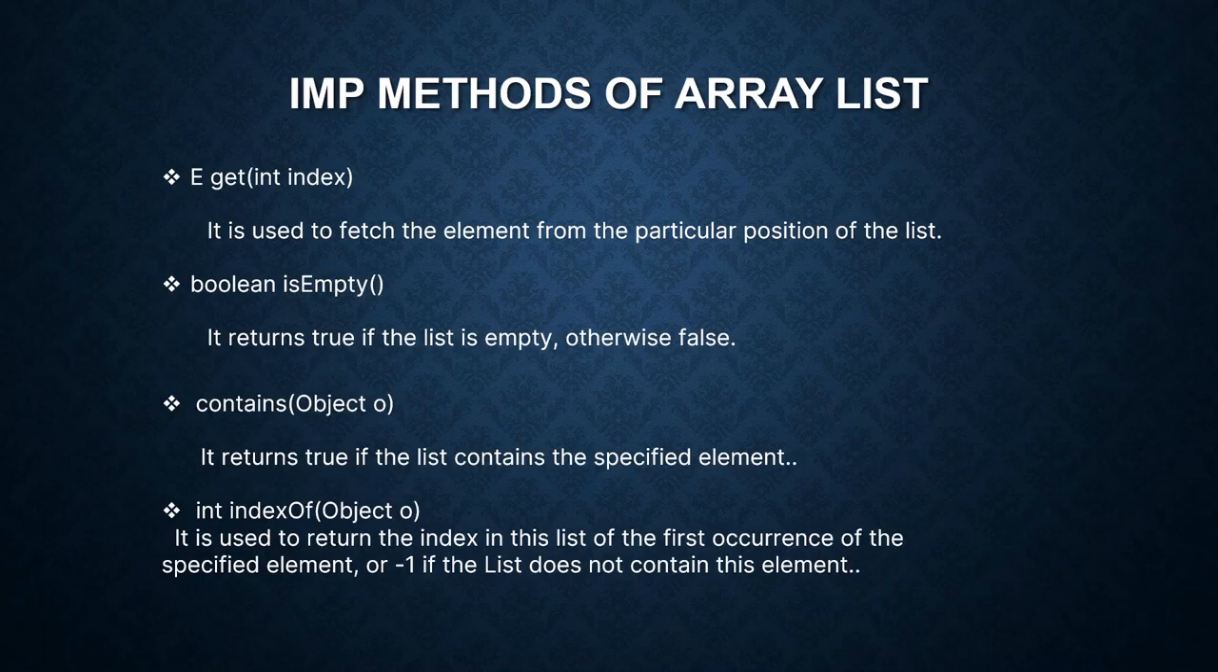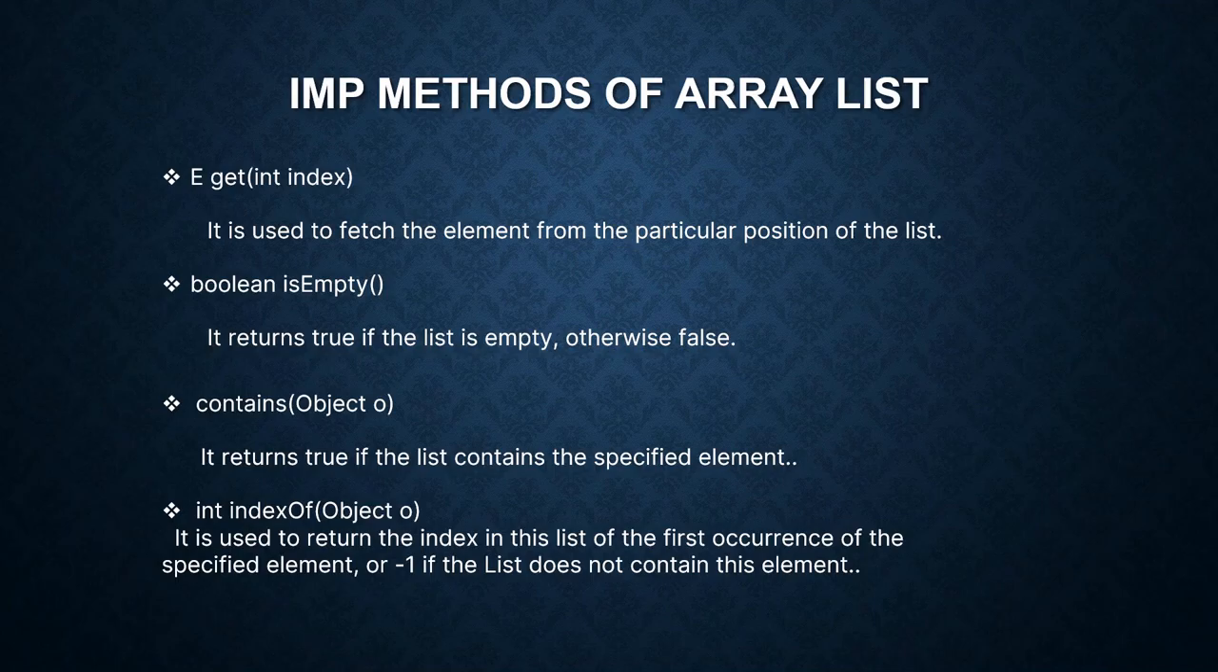And next, E get(index) is used to fetch the element from a particular position. If you want to get any element from a particular position, you can use this method, get. You need to pass the index. And boolean isEmpty checks whether the ArrayList is empty or not. It will give a true or false value.